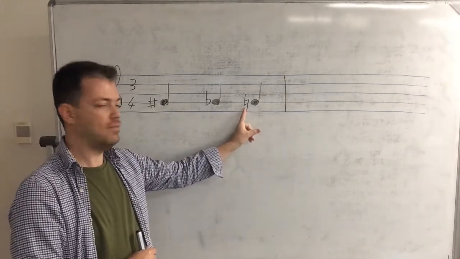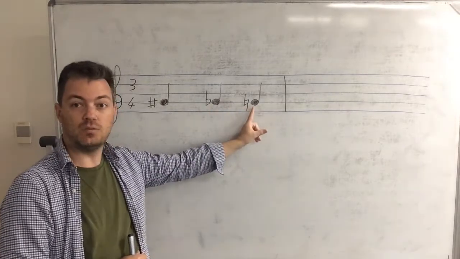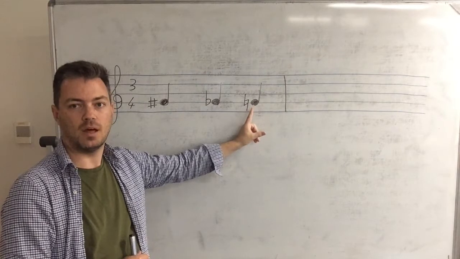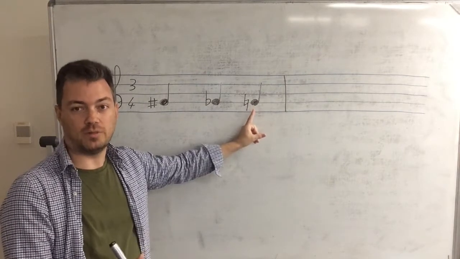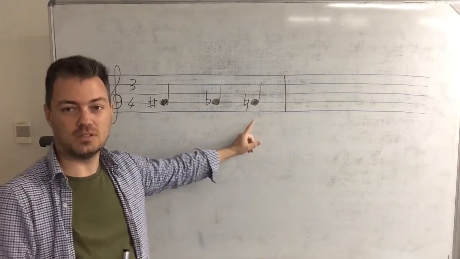So if I did not have that natural sign there, that would still be a G flat if there was nothing in front of that. But if I don't want a G flat there and I want a G natural, I have to use a natural sign. Here's another question for you, see if you can work this one out.